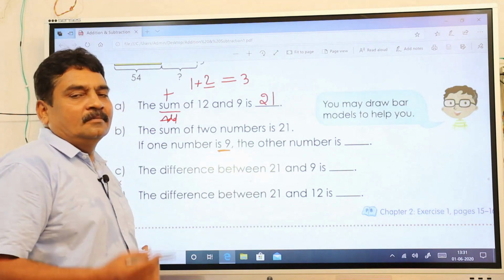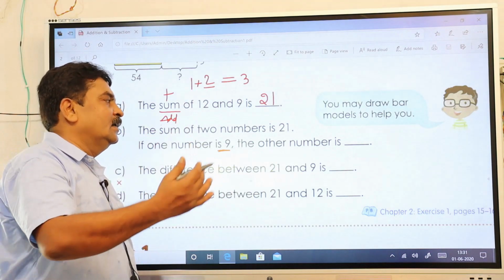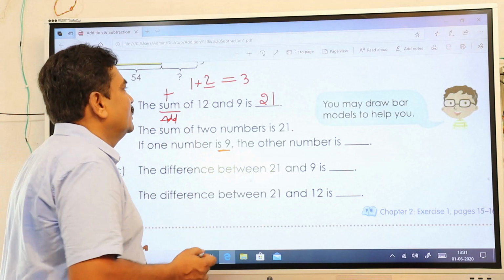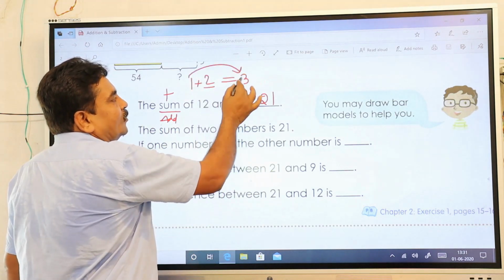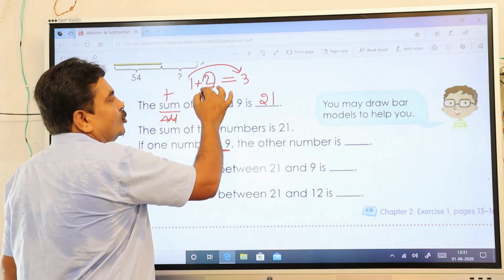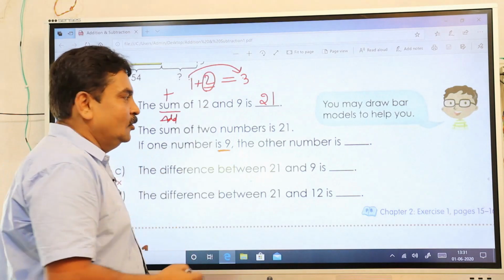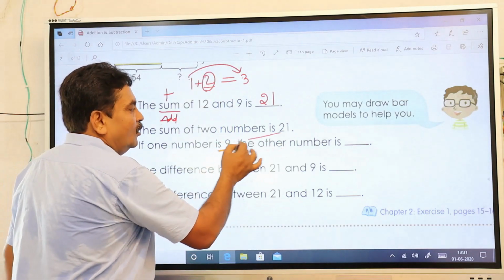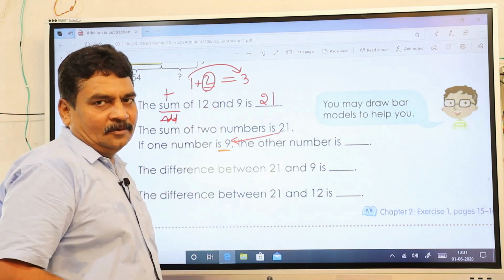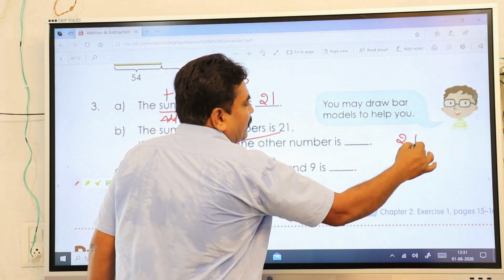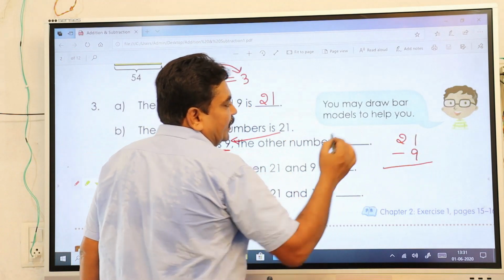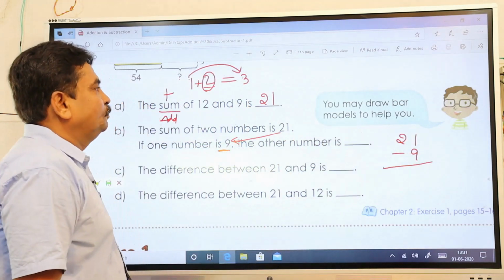But when you go to a higher value, what you are going to do is subtract this 1 from 3. So 3 minus 1 is how much? 2. Similarly, you subtract 9 from 21. That is 21 minus 9.